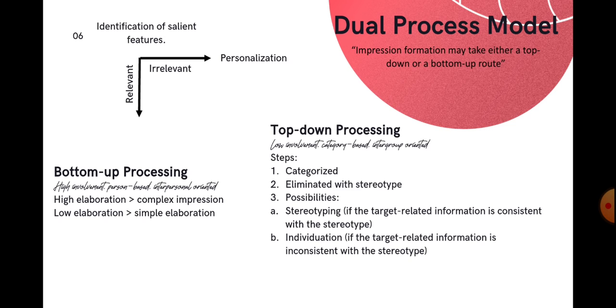But the stereotypic content that is irrelevant to my goal will be ignored. And then in the third process, there are two possibilities. So I can either stereotype or I can make an individuation. The stereotyping happens if the target related information is consistent with the stereotype. So my final judgment will be just the stereotype. Whereas the individuation happens if the target related information is inconsistent with the stereotype. So I will proceed further by examining attribute by attribute into making a more personal judgment.